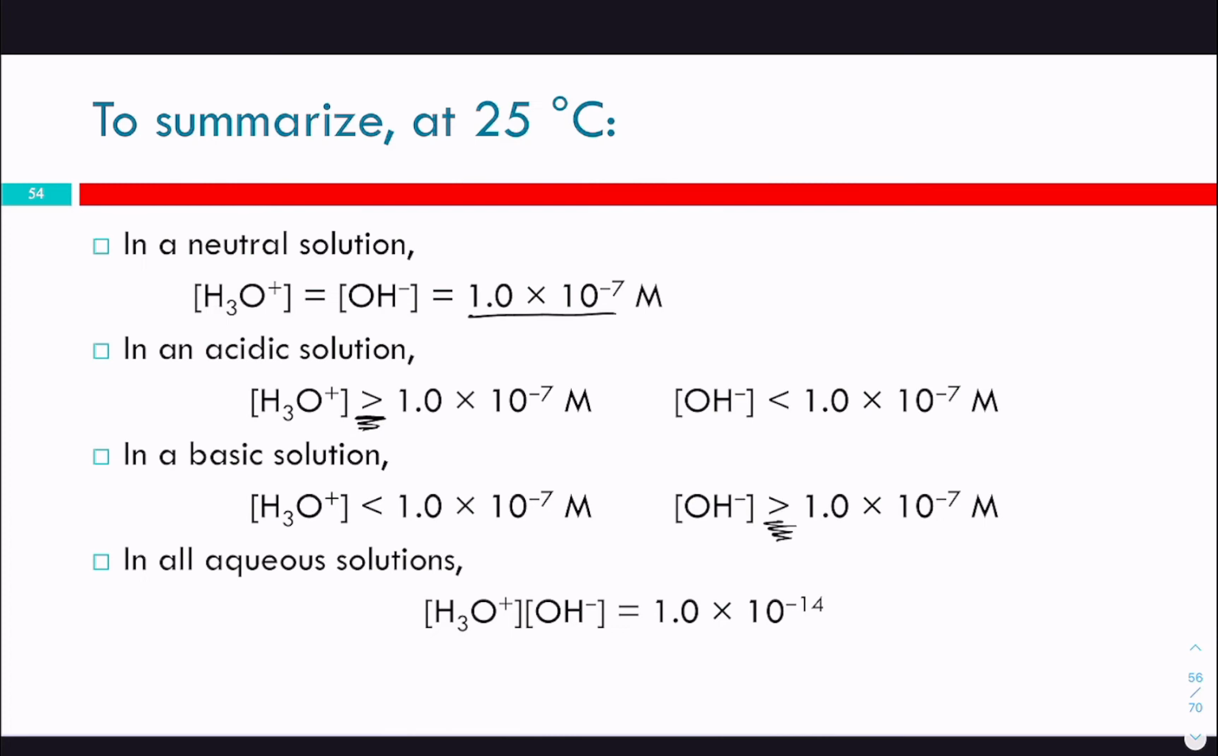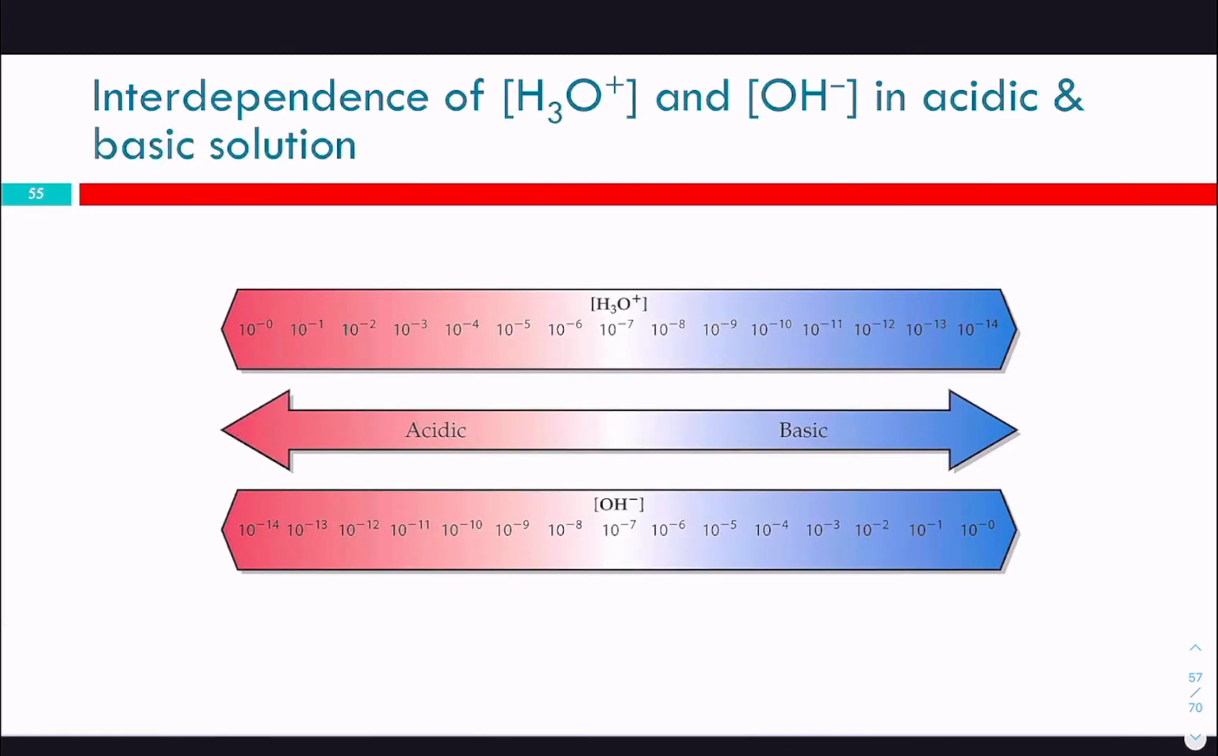Or we can just straight up add hydroxides to the solution and increase that hydroxide concentration. But regardless of whether we increase one or decrease the other, they always multiply together to equal 1 times 10 to the minus 14, because to increase the concentration of one, you have to destroy some of the other. It's kind of like a teeter-totter or an old school balance.